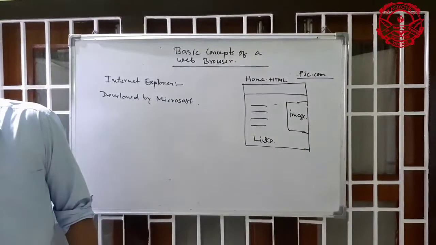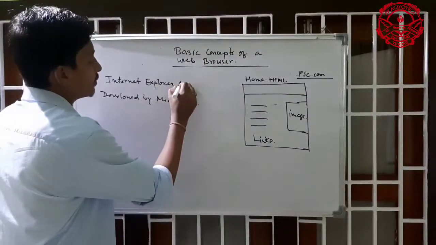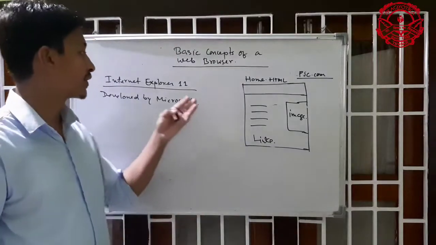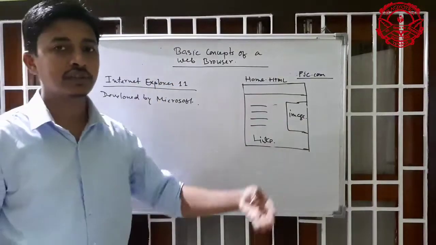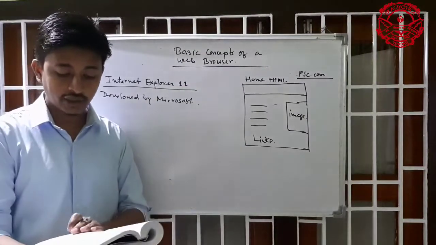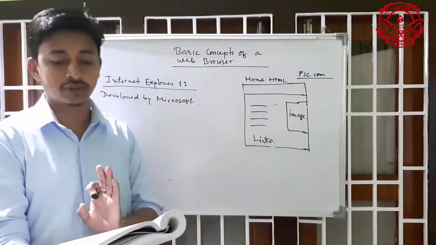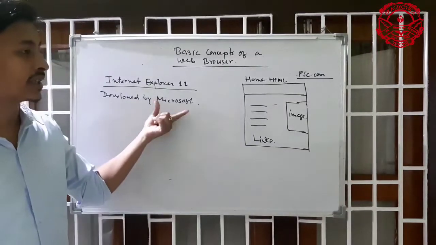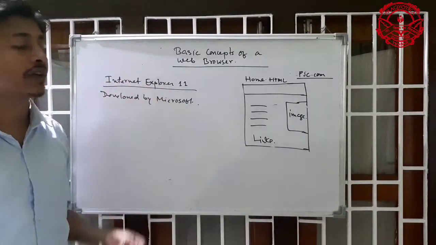Here we use Internet Explorer 11. Time to time the version will be increased, meaning updates come, and after that the update will take effect on Internet Explorer. Today we discuss Internet Explorer 11. Microsoft Internet Explorer is a web browser created by Microsoft Corporation. We already discussed that Microsoft is a corporation, or a company, and it develops Internet Explorer.